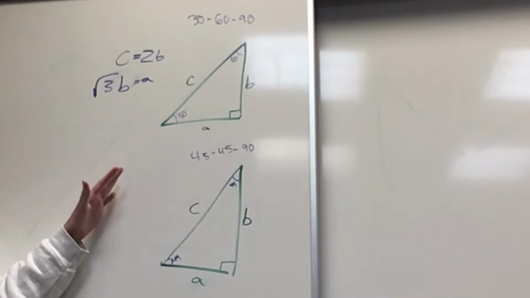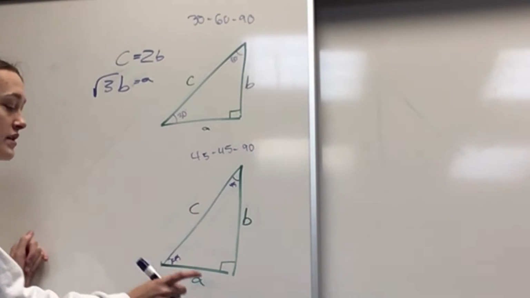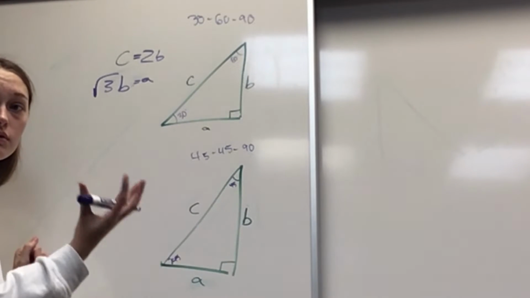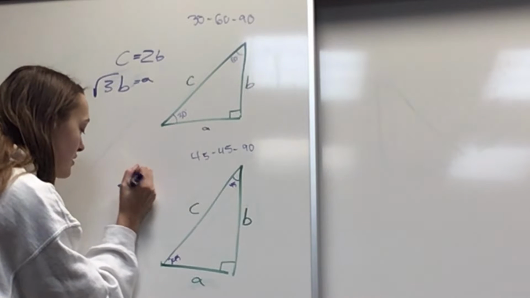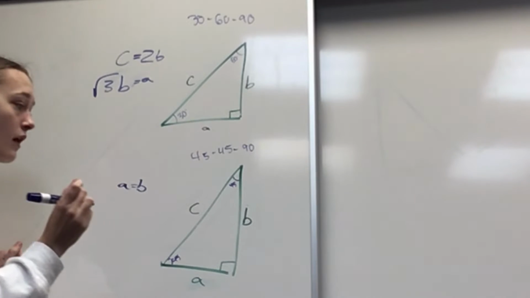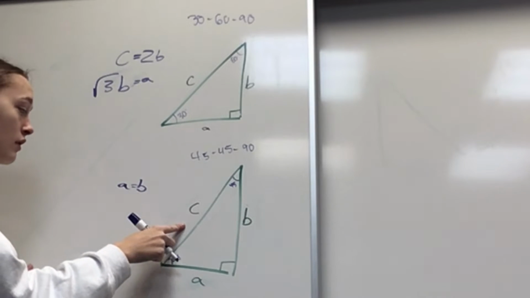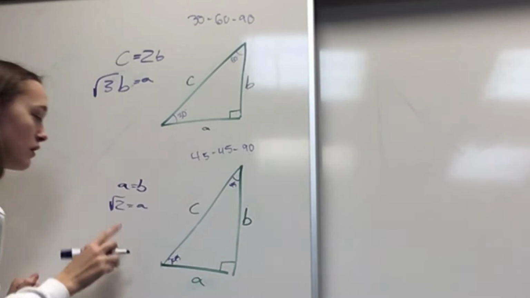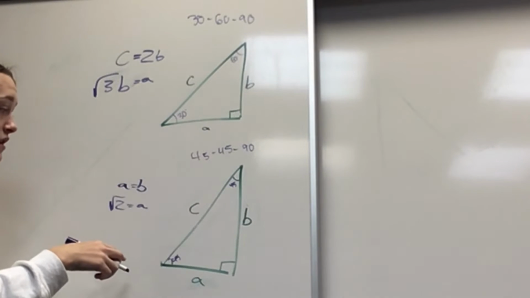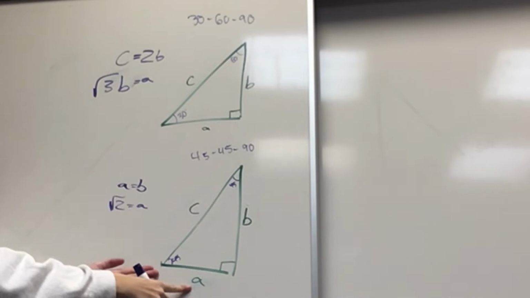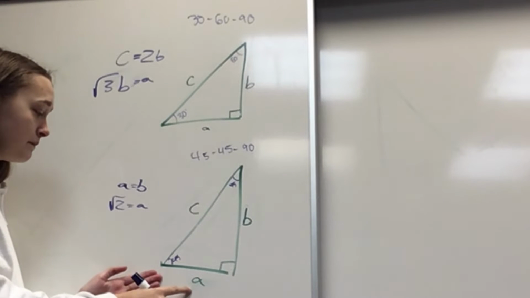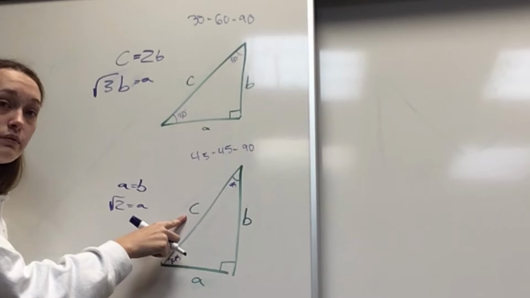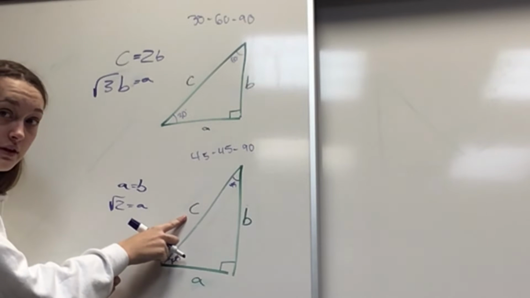For the 45, 45, 90 right triangle, side a and side b are always equal because these angles are equal, so these sides are equal. The hypotenuse will always be square root 2 times either of the sides. So say side a is equal to 3, then side b would also be equal to 3, and side c would be square root 2 times 3.